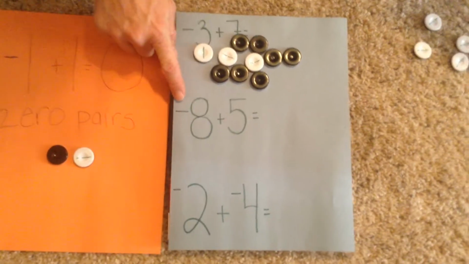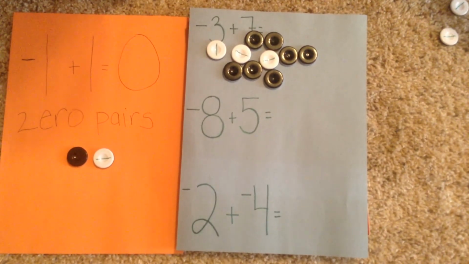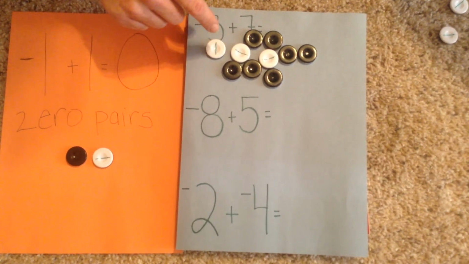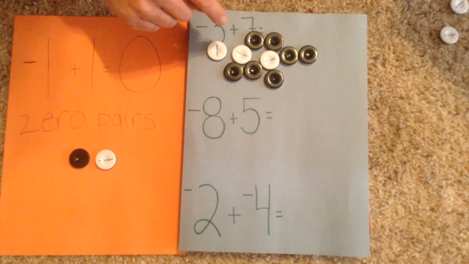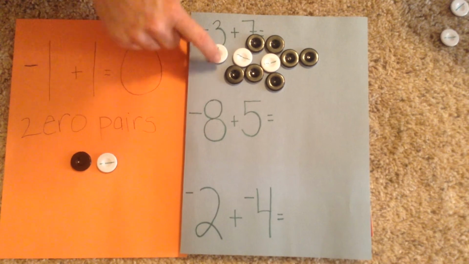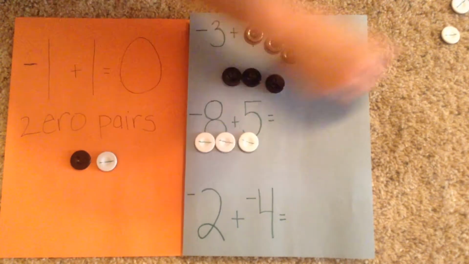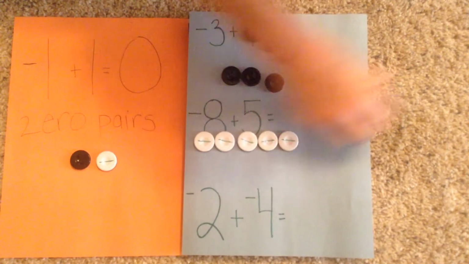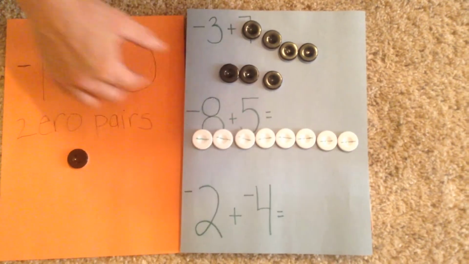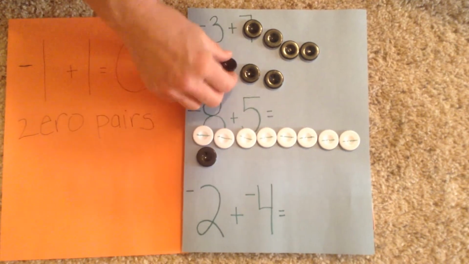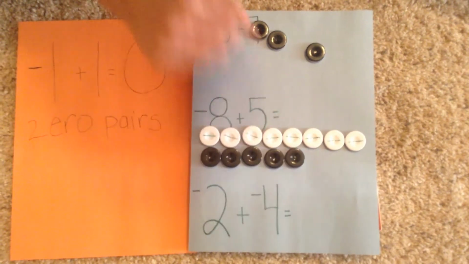And our next problem is negative 8 plus 5. We start by placing 8 negative chips and then add 5 positive chips. The signs are different, so we are going to subtract and take the sign of the larger amount, which is negative 8. So we start by doing 1, 2, 3, 4, 5, 6, 7, 8 negative chips plus 1, 2, 3, 4, 5 positive chips.